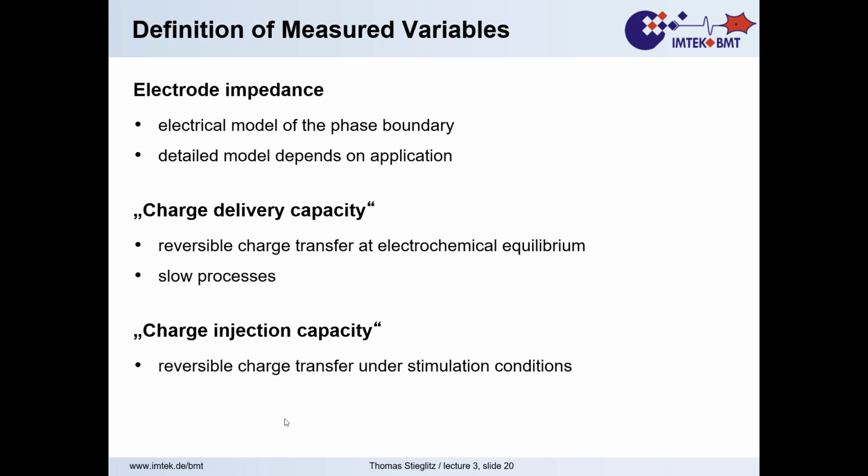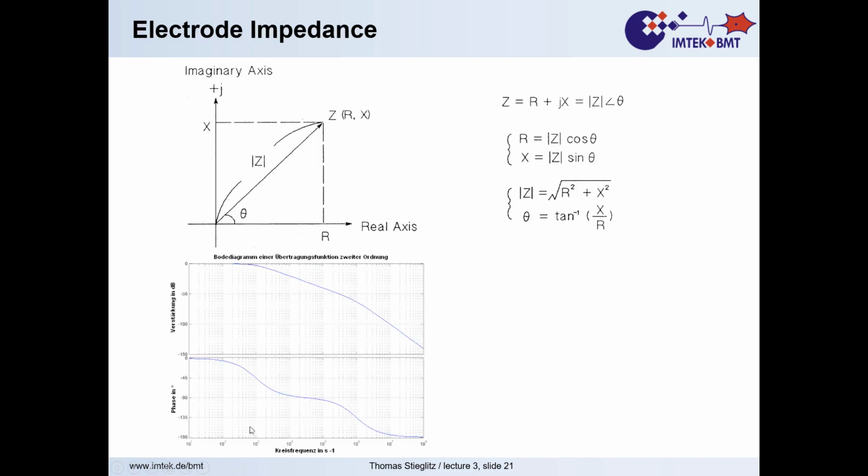The middle thing here, the charge delivery capacity, is an electrochemical measure under equilibrium processes. That would mean I'm very slow in changing the voltage, such that every process that likes to happen has enough time to happen. If I have a step response, I'm very fast and probably the slow processes cannot happen because it's already over. And therefore the charge injection capacity is always smaller than the charge delivery capacity, because it goes under faster boundary conditions.